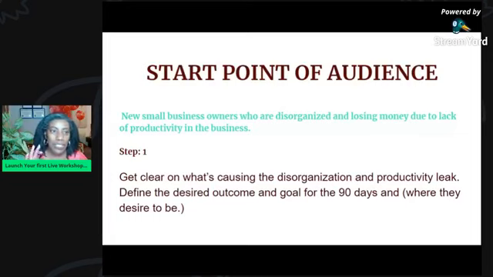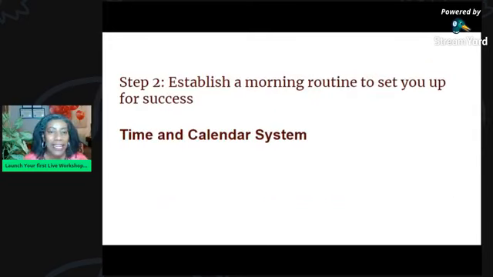Okay. Now that is the start point of the audience, especially new small business owners who are disorganized and losing money due to lack of productivity in the business. So get clear. These are the steps. Now, establish a morning routine to set you up for success, like setting a specific time on a calendar.